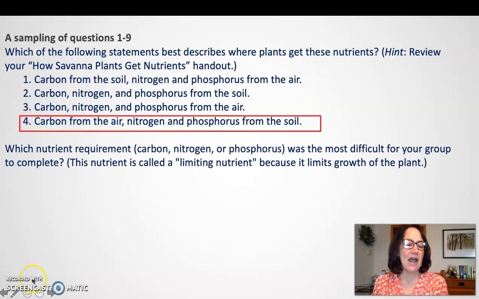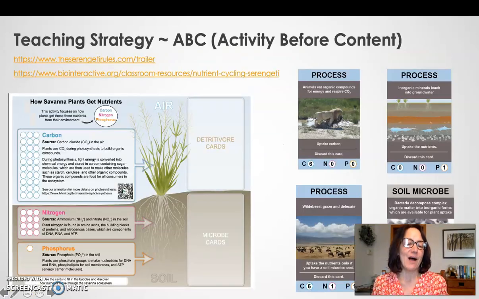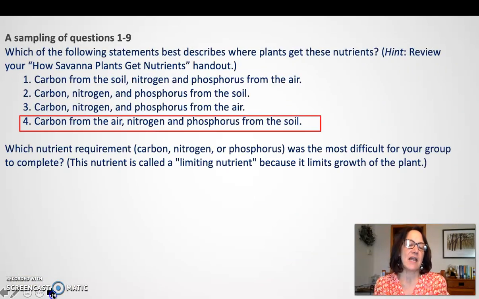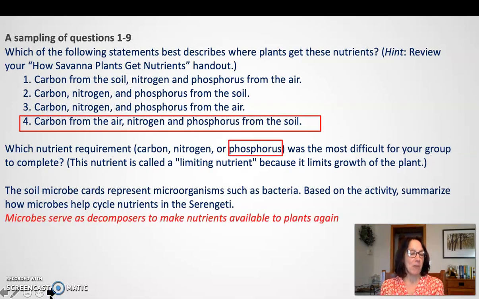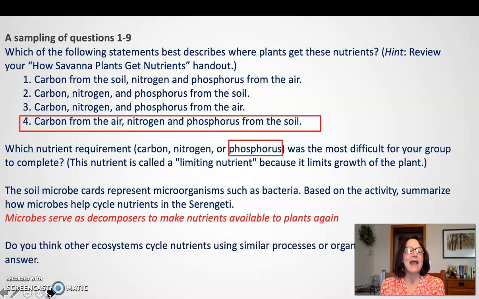They also get, from looking at their activity piece here, that boy, they don't need a lot of phosphorus, but it's pretty hard to get. And so they understand that phosphorus is often a limiting reagent. They talk about that soil microbe card and the role of it. And then this is just a great question that HHMI throws out there. Do you think other ecosystems cycle nutrients in the same way?